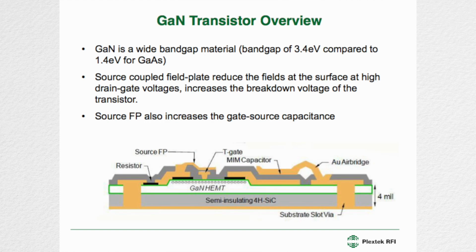Now, gallium nitride is a wide band gap material. Band gap of 3.4 electron volts compared to 1.4 electron volts for GaAs. What this boils down to is you have a much higher breakdown voltage, which means you'll be able to get more power out for a given size of transistor.